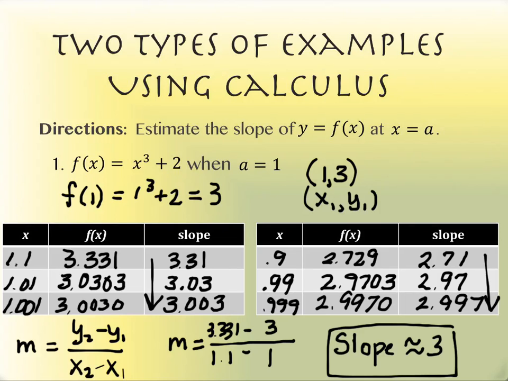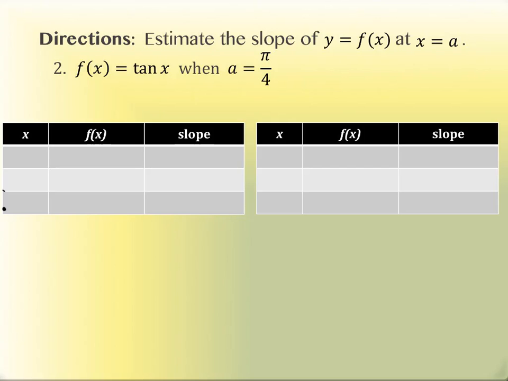Okay, is that good? All right, we're going to do one that's a little bit trickier now, simply because it has what in it? Tangent. And what makes tangent a little bit trickier?